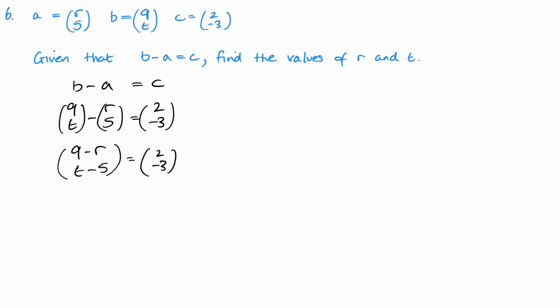Now, in this one, we can now say that the horizontal ones, so the i values, have got to be equal in size. So this must equal this, and the same for these j values. So that means that 9 minus r must equal 2, and t minus 5 equals negative 3. And now I just solve for both.